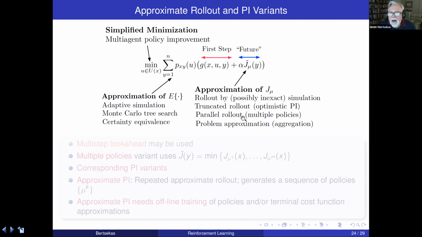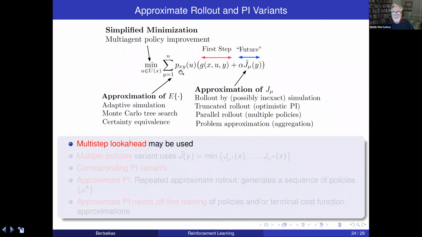We can use parallel rollout. We haven't discussed this in the context of policy iteration. We have discussed it in the context of rollout, but it is possible. If you maintain multiple policies, then you can use something that's the minimum of the approximations of these multiple policies. And another possibility is through problem approximation, aggregation in particular, that I hope we will have time to discuss in our last lecture. So there's a broad spectrum of rollout and policy iteration variants, and you can mix and match approximations to get a rich variety of methods that may fit better or worse your own particular problem.